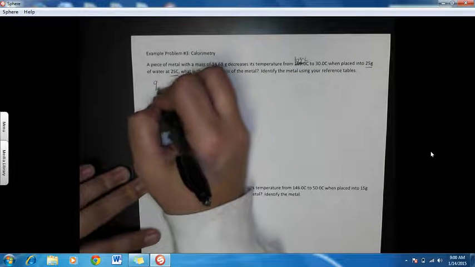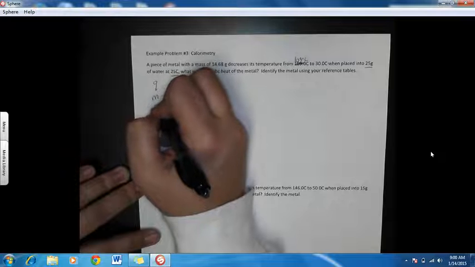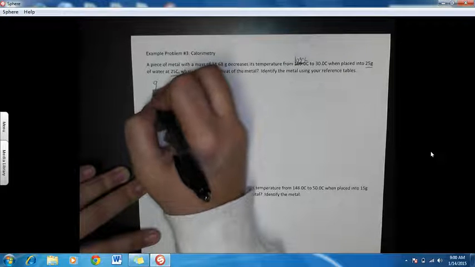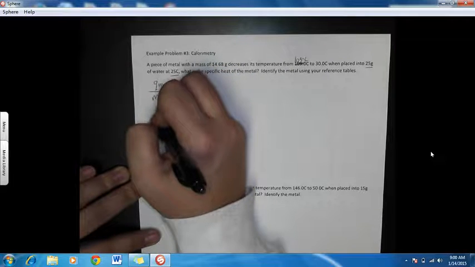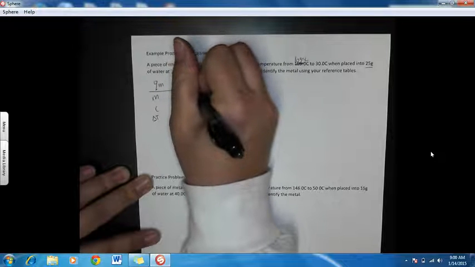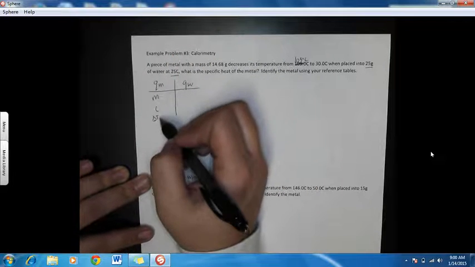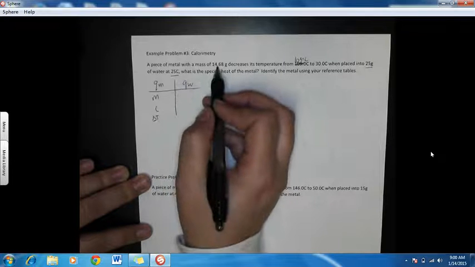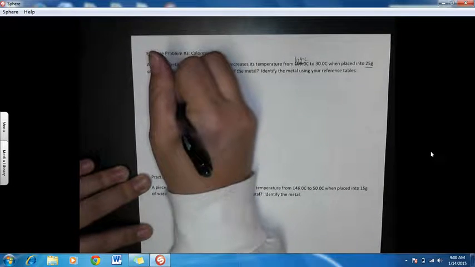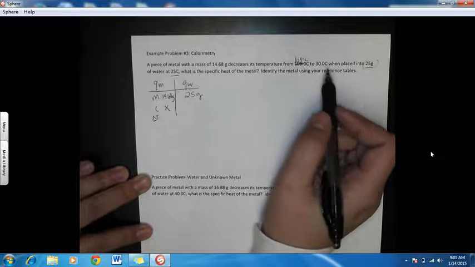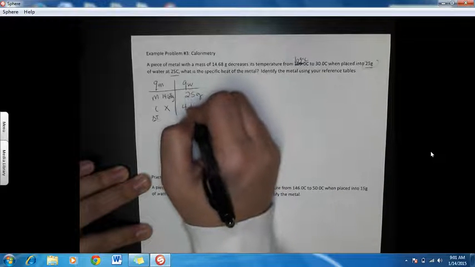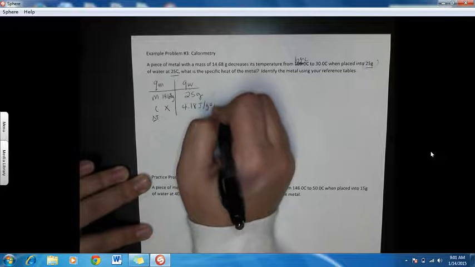Well, there's so much data in these that we need to organize that a little better. So we have Q of the metal that we would calculate by doing mc delta T, and we have Q of the water that we would calculate by knowing the mc delta T as well. And so what's the mass of the metal? 14.8 grams. What's the mass of water? 25 grams. What's the specific heat of the metal? Well, that we don't know, so we'll call that X. And what's the specific heat of water? 4.18 joules per gram degree Celsius.